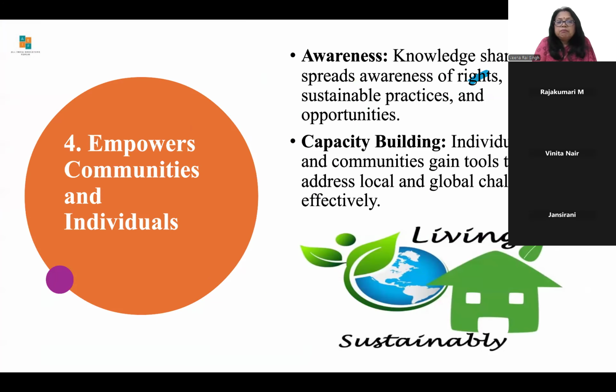Fourth, it empowers communities and individuals. We can understand and we are aware of sustainable practices and opportunities. We also know how to gain tools to address local and global challenges effectively. So these things are very important, as I mentioned, to handle global challenges in a proper way.